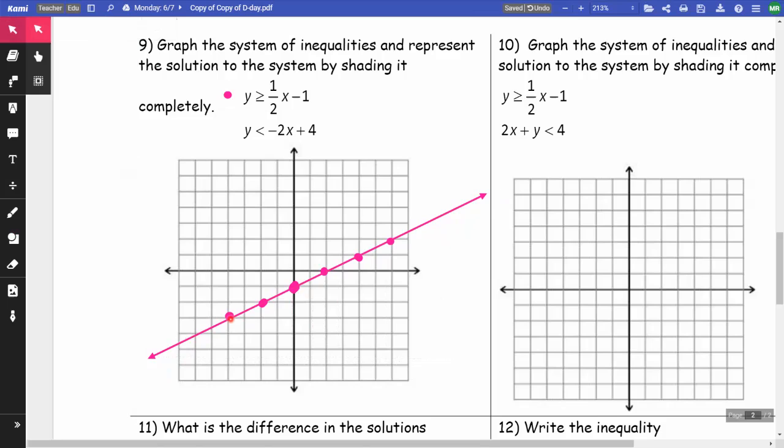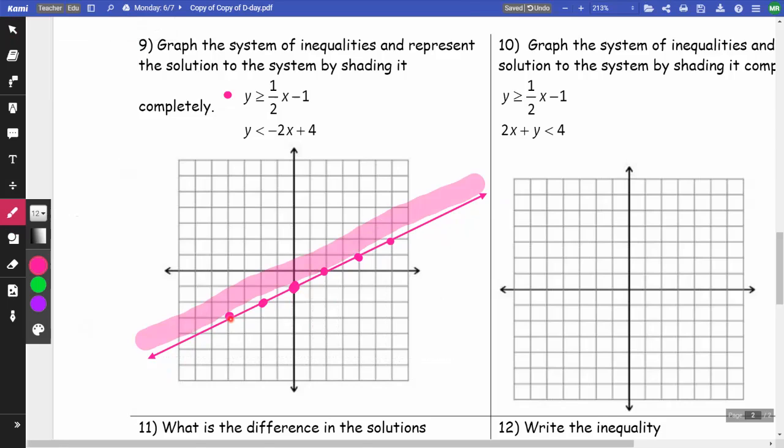Okay. And for this one, it is greater. So I'm going to shade above. So I'm going to be shading here. Let me just hold on a second. Okay. So this is where I'm shading.